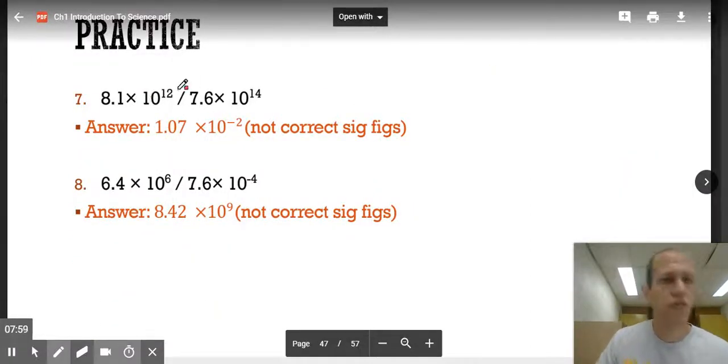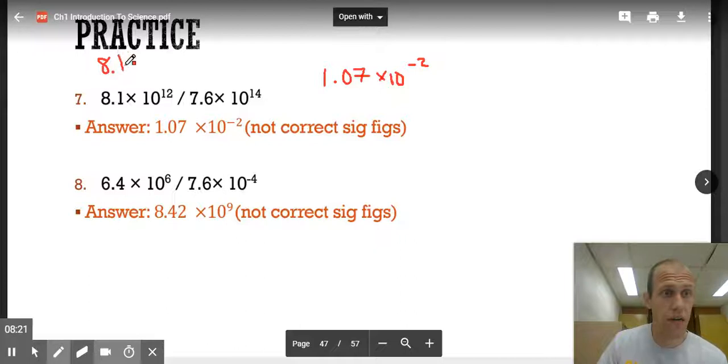8.1 times 10 to the 12th divided by 7.6 times 10 to the 14th. Just like multiplication, division, you can divide 8.1 by 7.6, and you would get out the number 1.07. And instead of adding the powers now, we would subtract them. So then you get out negative 2. But again, you can write out this entire number if you want, moving the decimal point 12 times, and this one 14. That's perfectly fine.